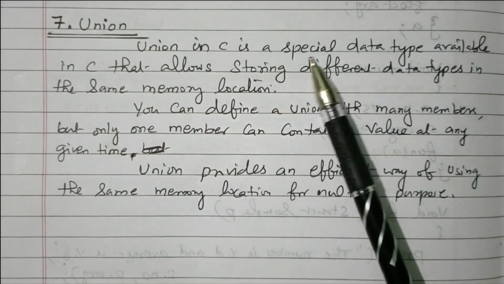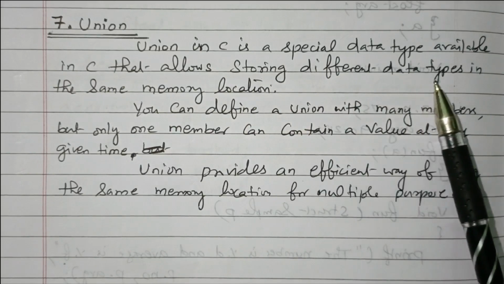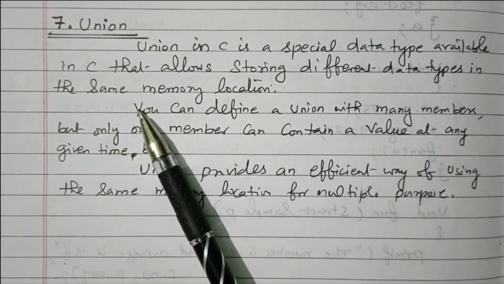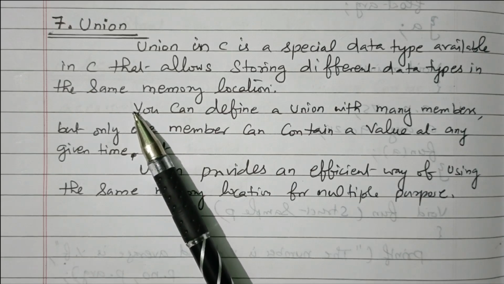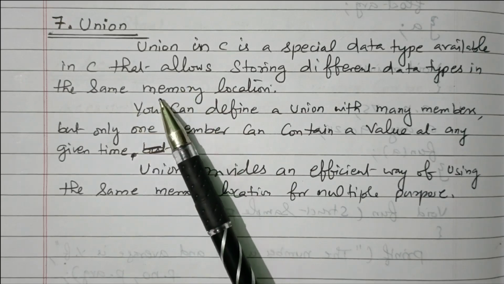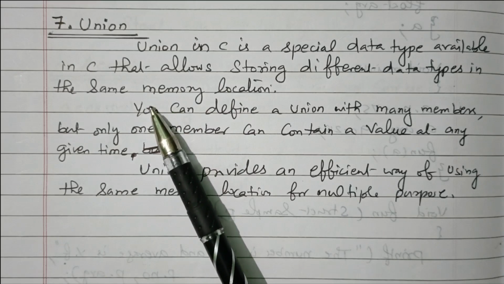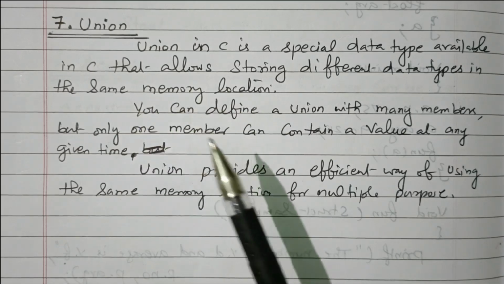Union in C is a special data type available in C that allows storing different data types in the same memory location. In an earlier structure, if you declare 5 variables inside the structure, 5 different memory locations will be allocated according to the data type. But here, only one memory space will be allocated. That is, it is used for memory management. Right? The same memory location is allocated.